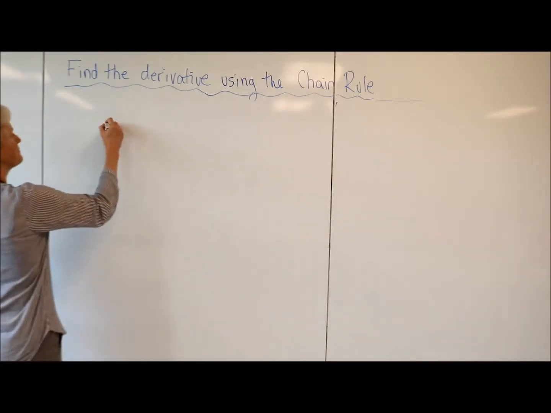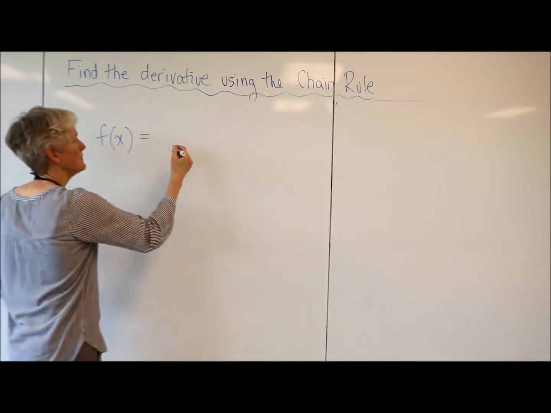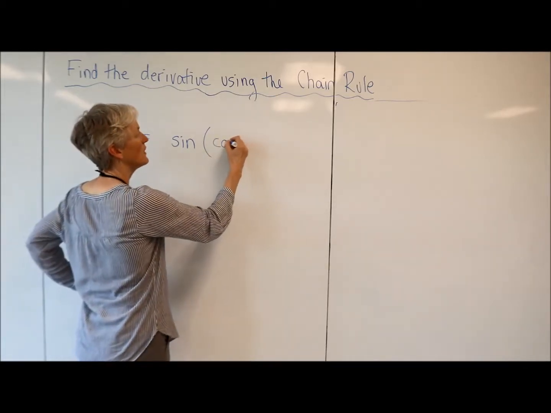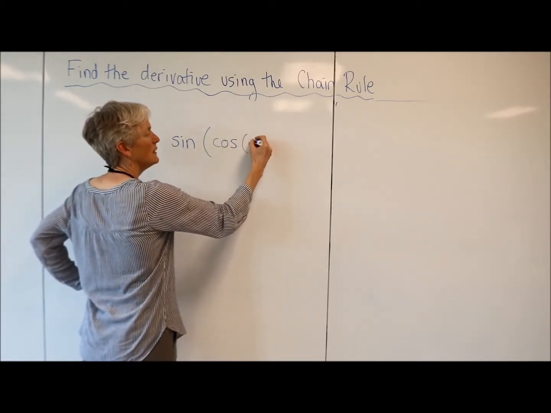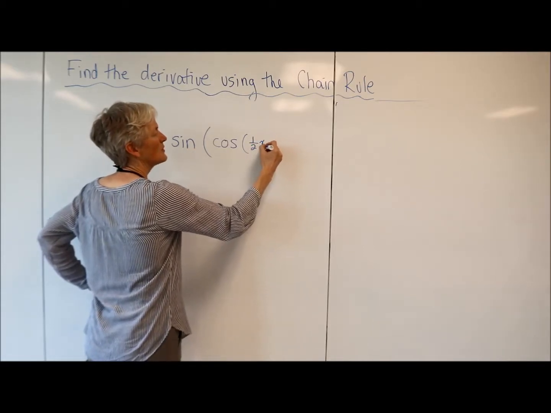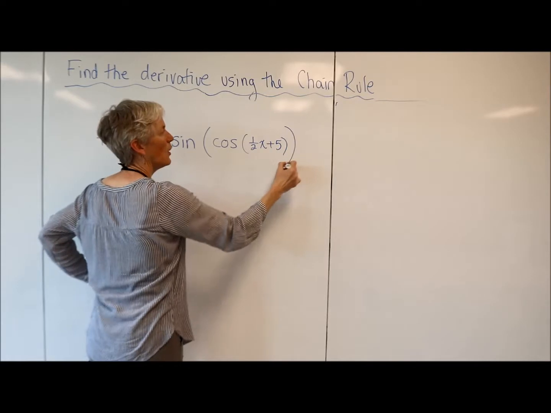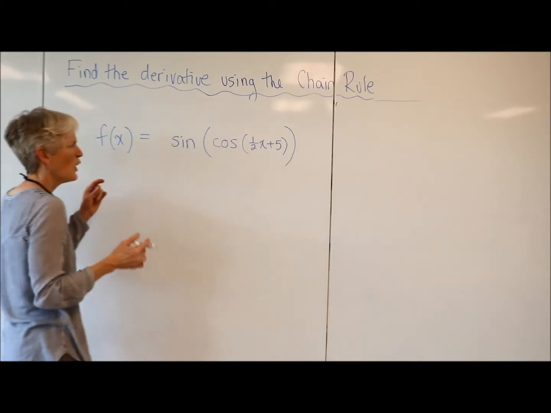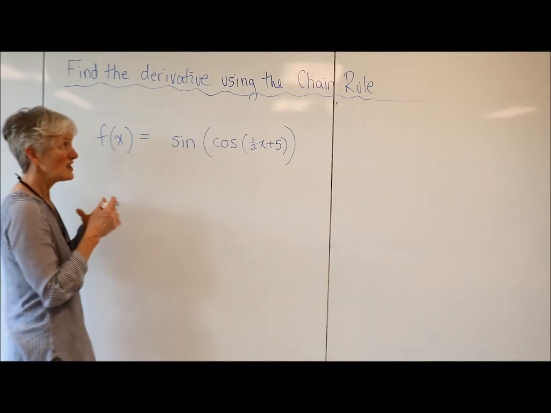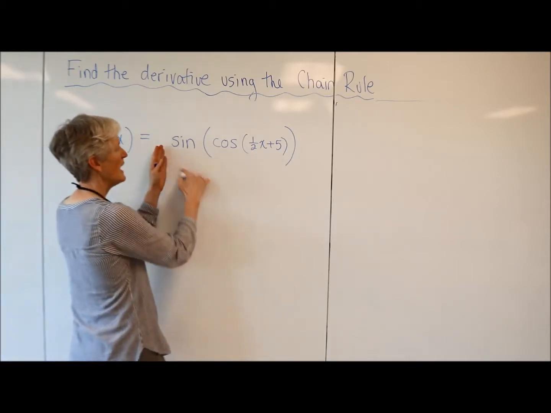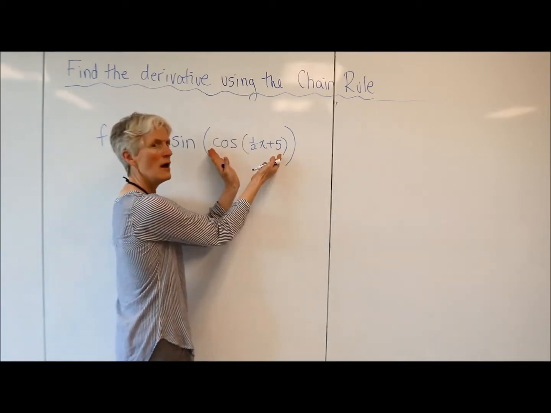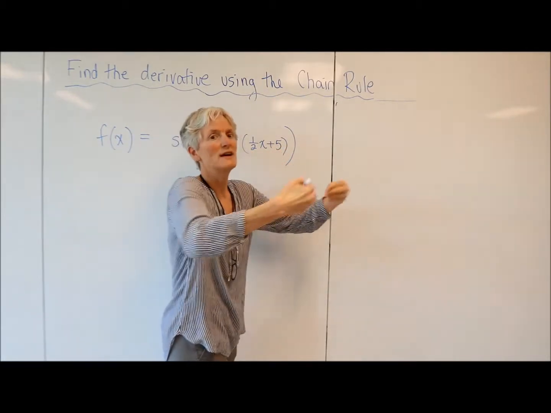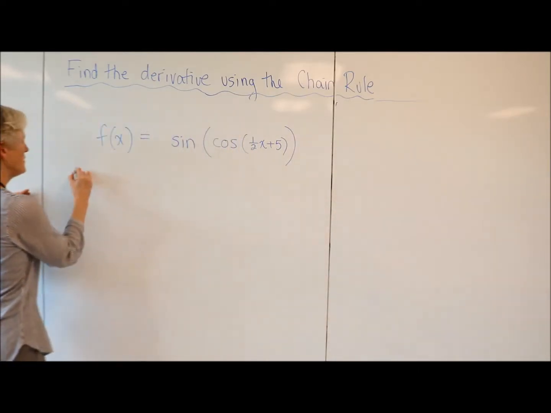So let's say I had f of x equals the sine of the cosine of 1/2 x plus 5. This is going to be kooky. Okay, so let's look at this. This is clearly a chain rule because I've got an outside function and an inside function. But the inside function has another inside function. So you're going to be doing a couple of chains. So let's see how we think this is going to work.